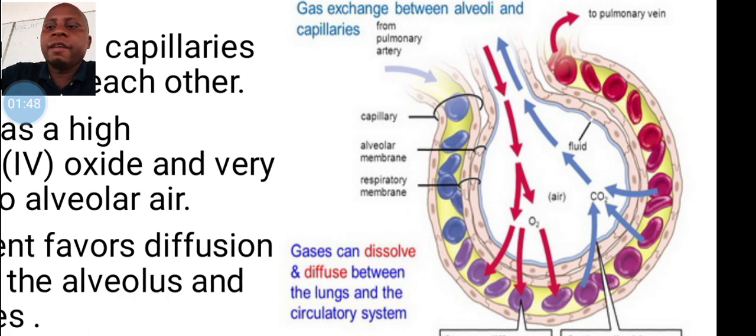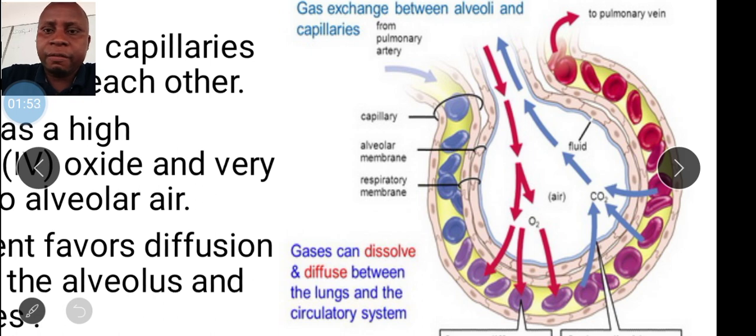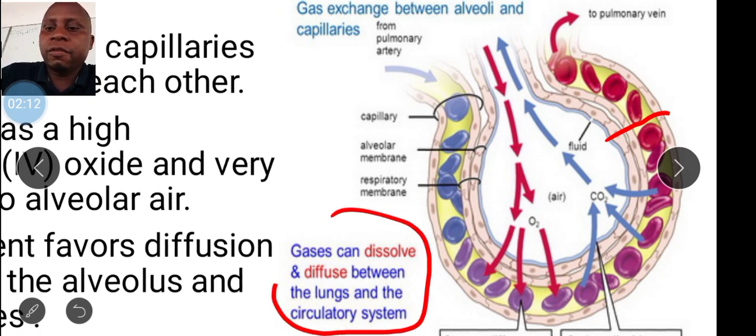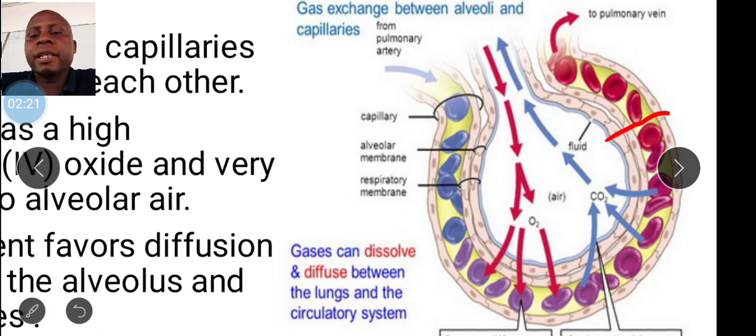Probably you might have said that inside the alveolus, there is a fluid, so it is lined with fluid, or it is moist. Why do you think it is moist? To dissolve the respiratory gases, so that they can dissolve and diffuse between the alveolus and the blood. Is it clear?